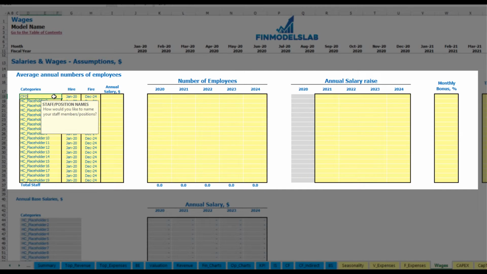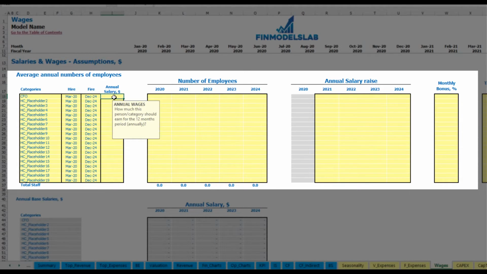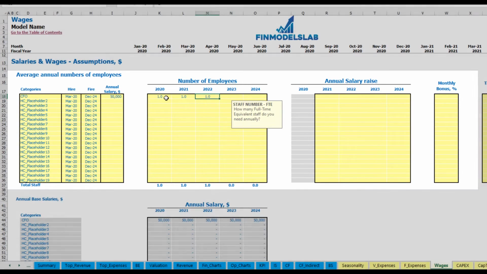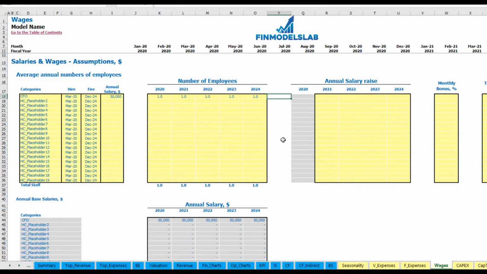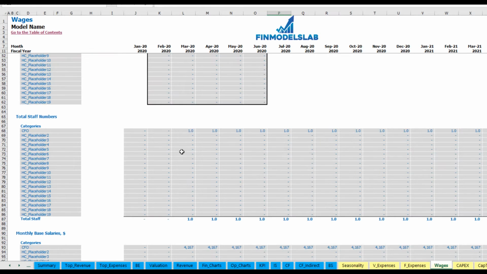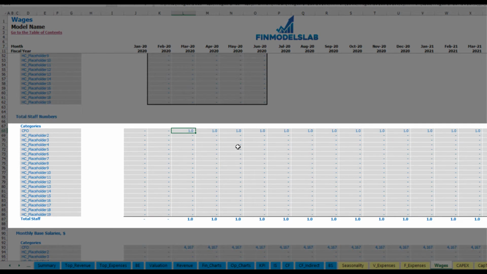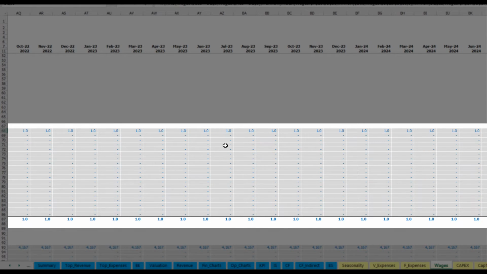Let it be CFO, which you are going to hire in March 20. You're not going to fire him, so the fire date will be December 24. So annual salary can be $50,000, and this will be one CFO over the time. So you may see one CFO, which is one headcount, starting from March till the end of the model, which is December 24.